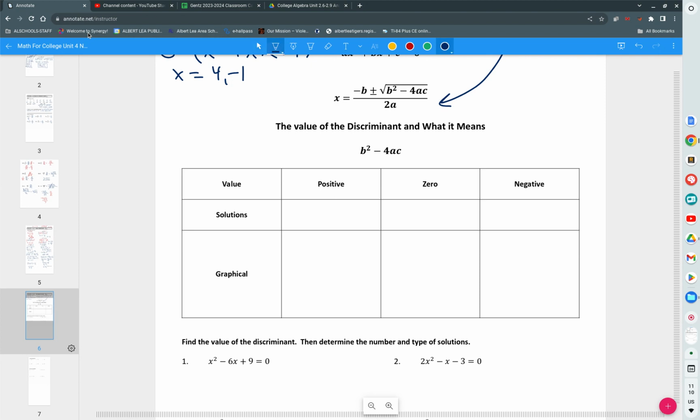One of the most important parts of the quadratic formula, okay, is what we call the discriminant. It's this piece that sits underneath the square root sign. That's called the discriminant. The discriminant discriminates what kind of solutions we have and how many. That's why it's called the discriminant. It tells us the difference. So it's b squared minus 4ac.